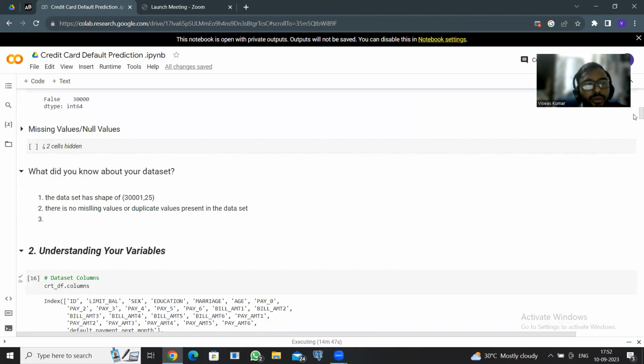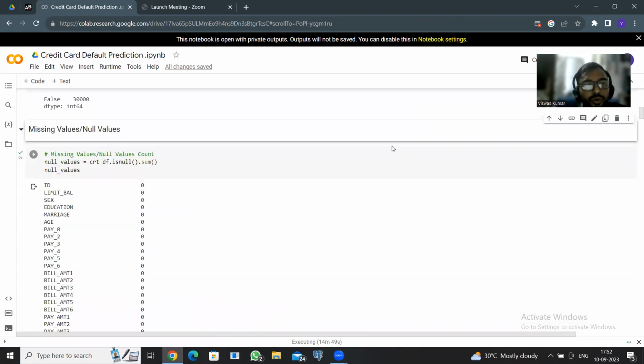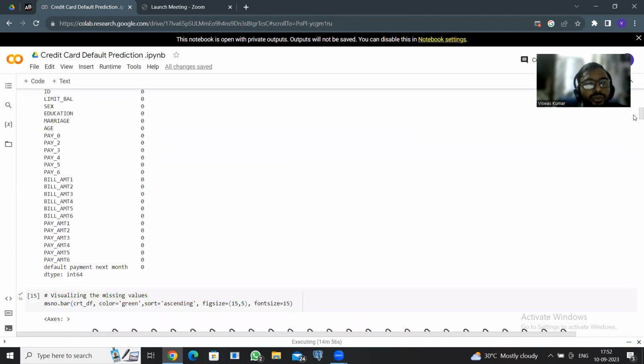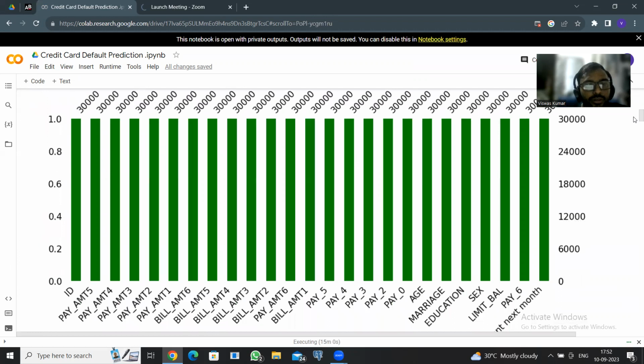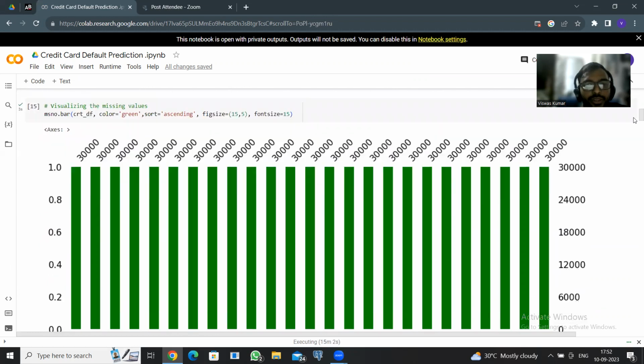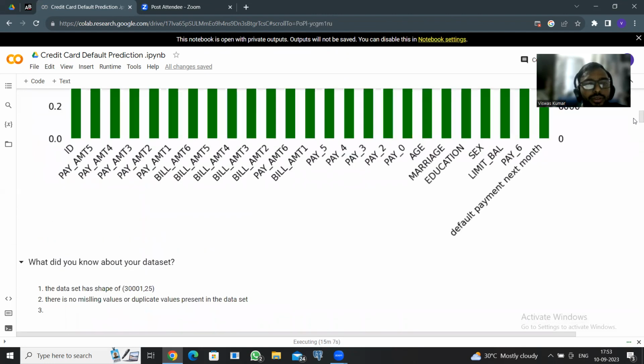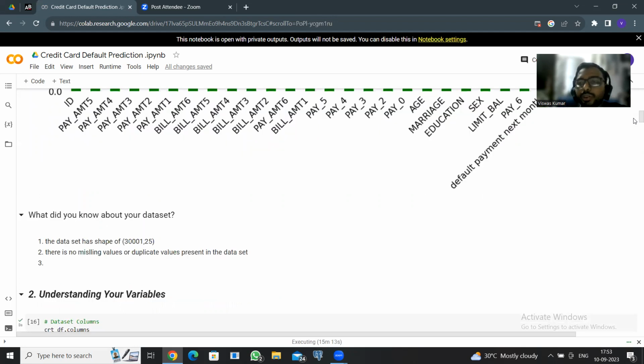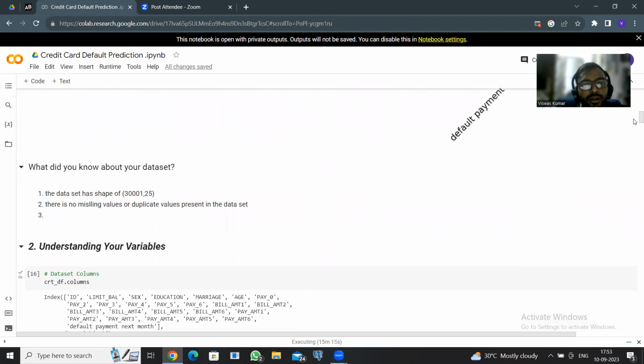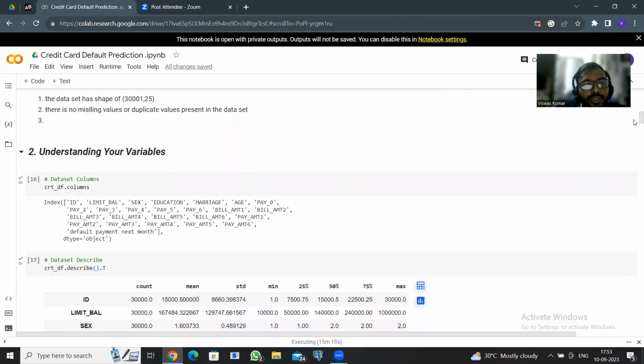And coming to missing values, as the info states, there are no missing values present. We can use this function to count the null values in each column, and we can visualize this by this method. The shape is 3000 rows and 25 columns. There are no missing values or duplicate values present in the data set. So far, it's a completely clean data set.